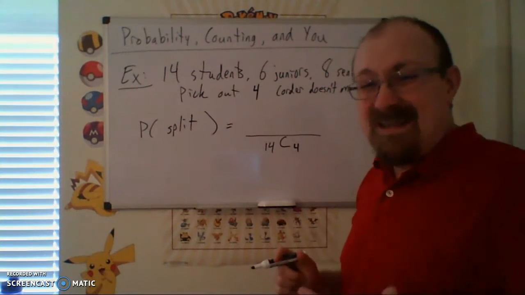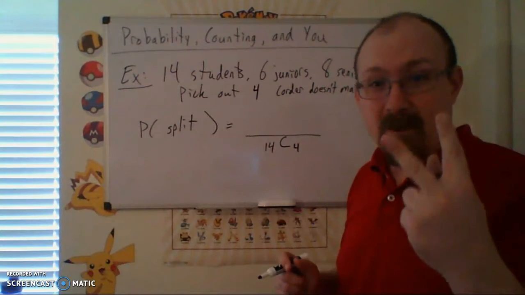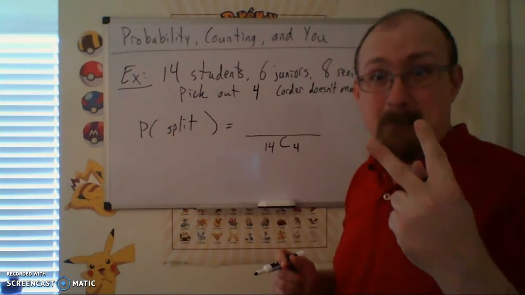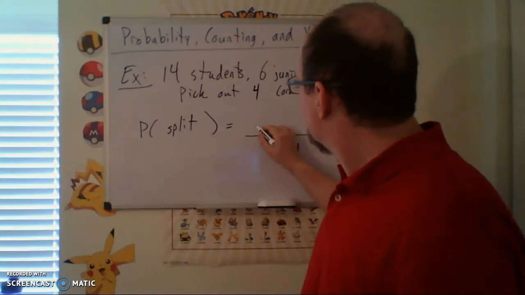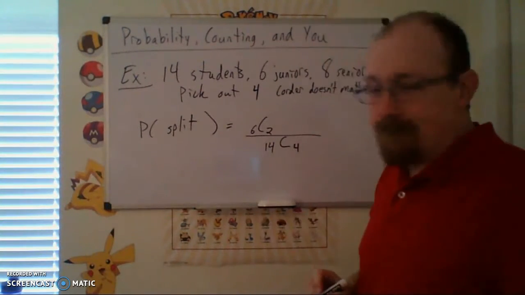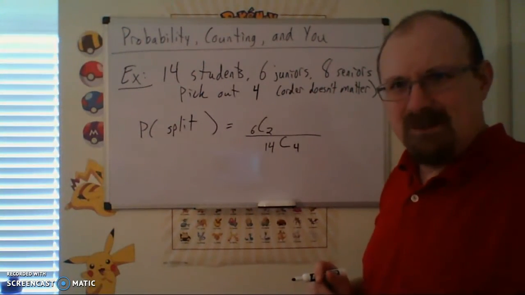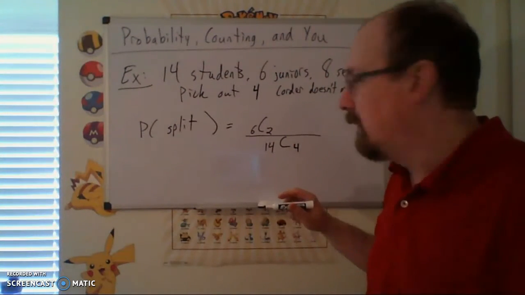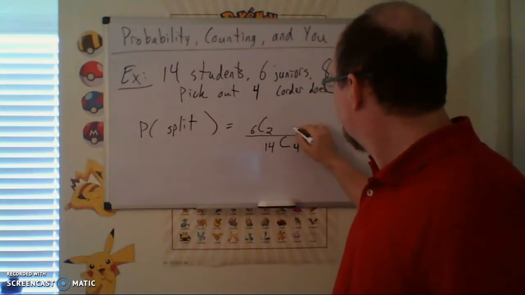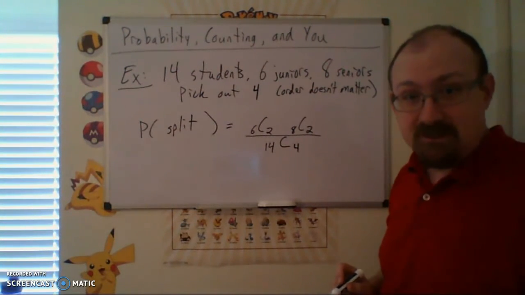And up top, we technically need to make 2 separate choices. We've got to pick our juniors, we've got to pick our seniors, and for each one of them we're drawing a pair out of the pack, so to speak. So to get our 2 juniors, there are 6C2 ways we can do that. We actually did that exact calculation, for this part, in the previous problem. Similarly, there are 8C2 ways we could pick out our seniors.